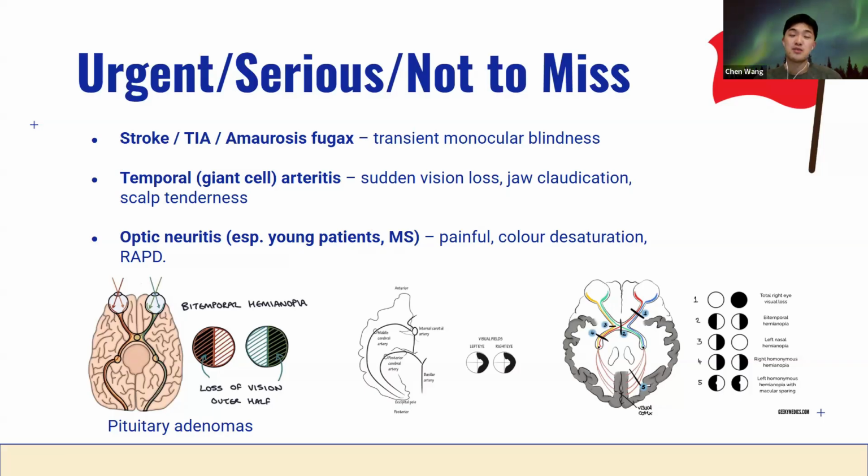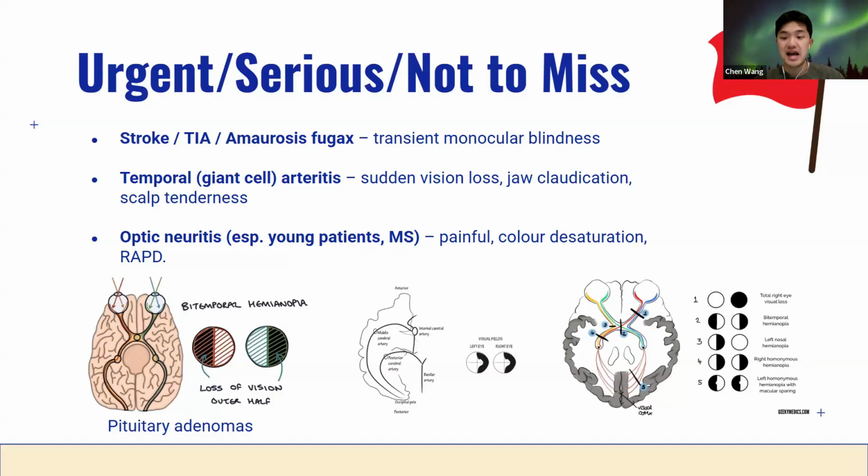So that adenoma may secrete prolactin. That patient may also have symptoms like amenorrhea and galactorrhea, for example. Or that adenoma may secrete growth hormone, leading to acromegaly, and may have implications in the thyroid and corticosteroid regulation in the body as well.